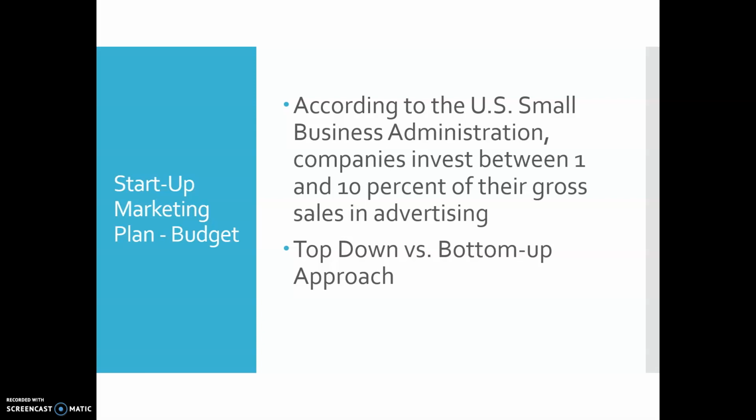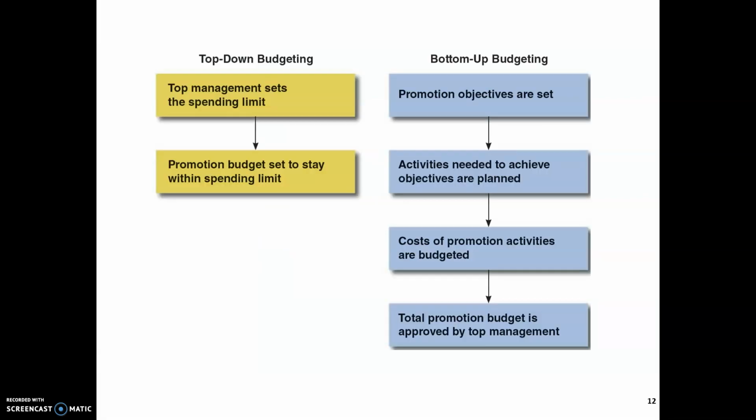All right, next we're going to look at our startup marketing plan. So let's first talk about our budget. According to the US Small Business Administration, companies invest between 1 to 10% of their gross sales in advertising. And there's two ways we can set our budget. One is a top-down budgeting approach where we say here's what we can spend and then we figure out how we're going to spend it. And the other is saying here's my goals and then figuring out what marketing I need to do to achieve them, and then that will also ultimately determine my budget.